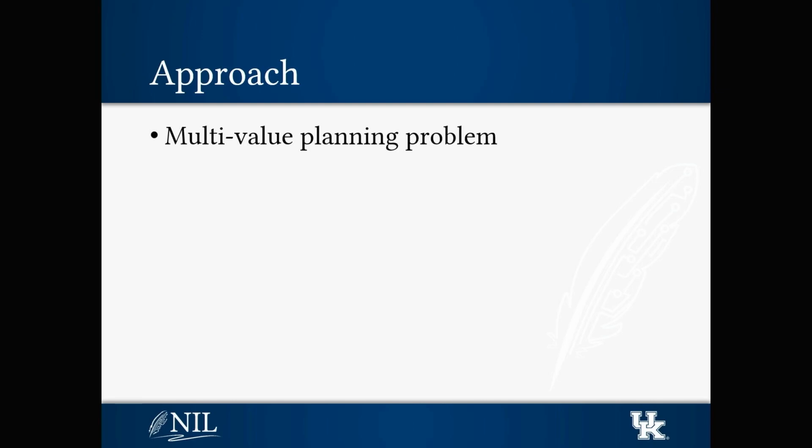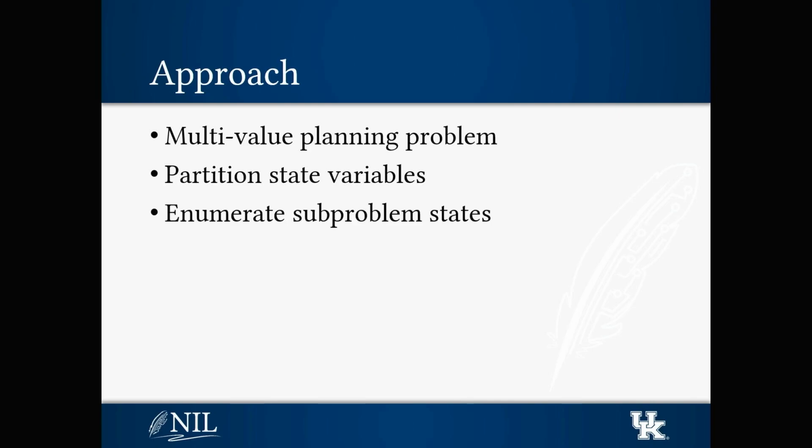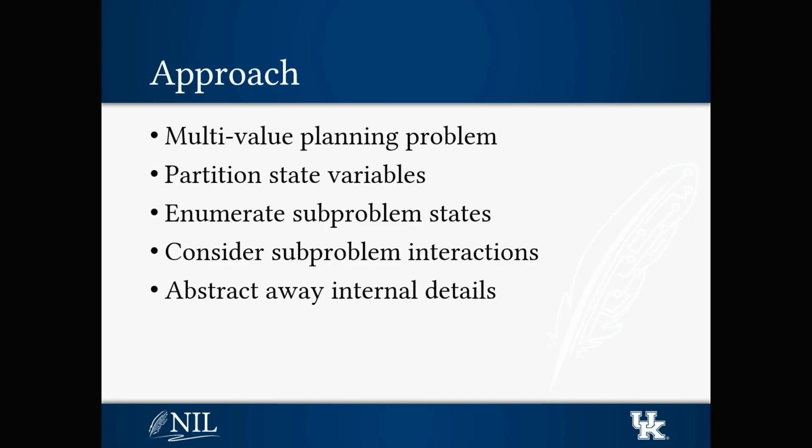So, to lay it out more clearly, we start with a multi-value planning problem, meaning that each variable draws from a finite set of values that may have many options, though the variables only have one value at a time. We partition the set of all these variables into groups, which we then think of as subproblems, and for each of these, we identify every combination of values that might be assigned to those variables, and what it takes to go between them. Then we track the way that changing between these partial states in one subproblem might interact with other subproblems, which allows us to remove the details that are only internally relevant.